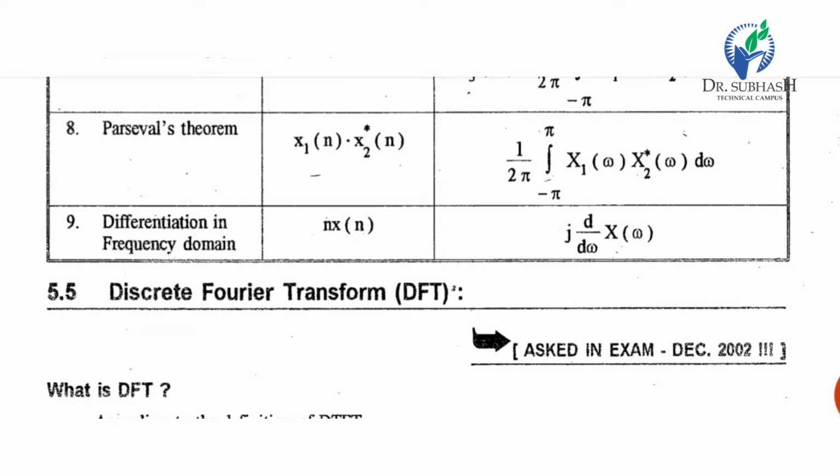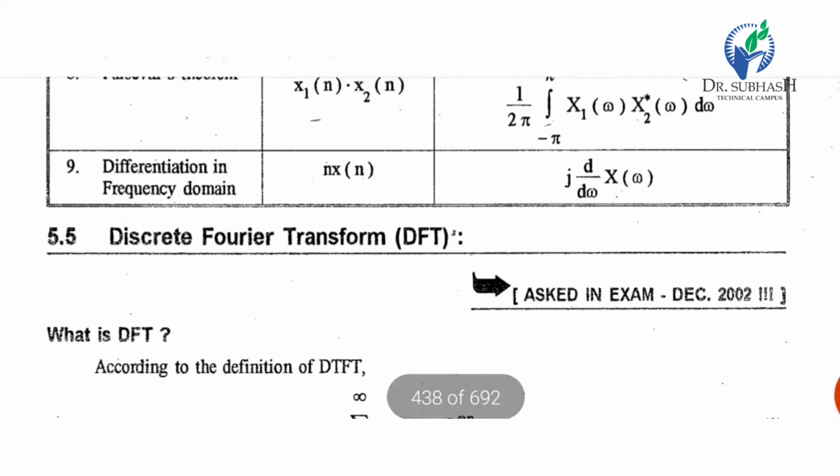And the last property is differentiation in the frequency domain. So n multiplied with x of n, in the frequency domain, is j d by d omega of X of omega. So these are the total 9 properties of Fourier transform. We already studied DTFT.